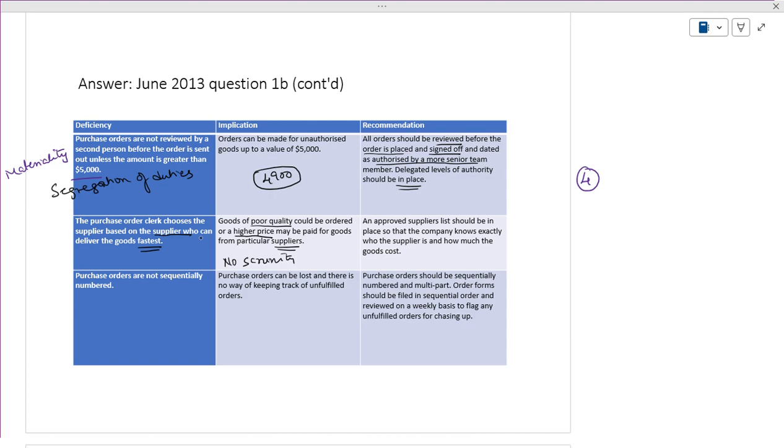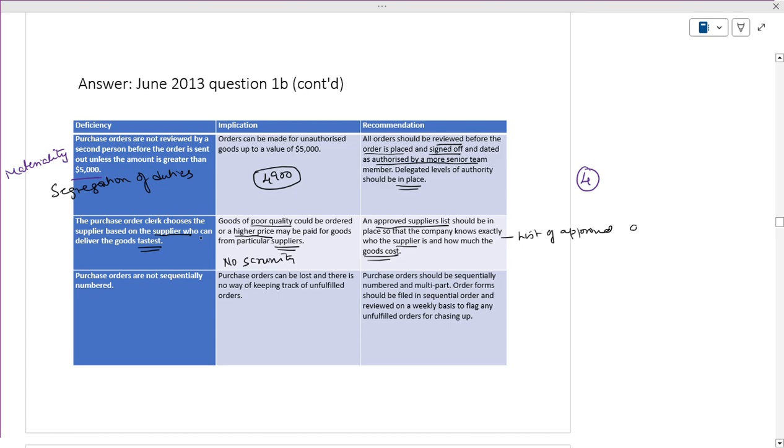You have to make sure of that. What it says is an approved supplier list. I told you in the explanation when we were covering the slides. Now you understand. The list should be in place. The company notes who the supplier is and how much the goods will cost. You will have a list of approved suppliers.